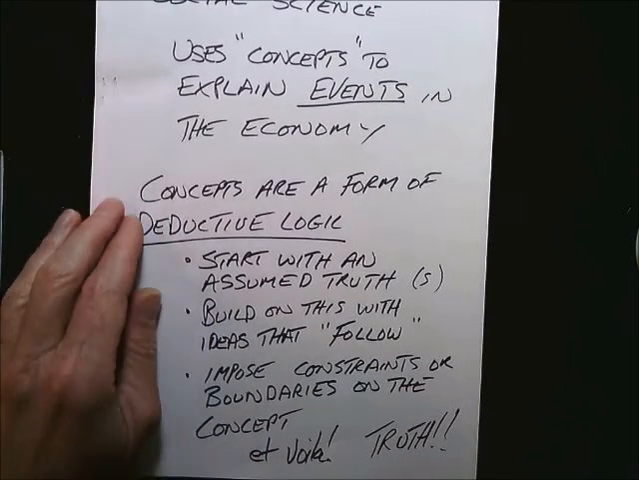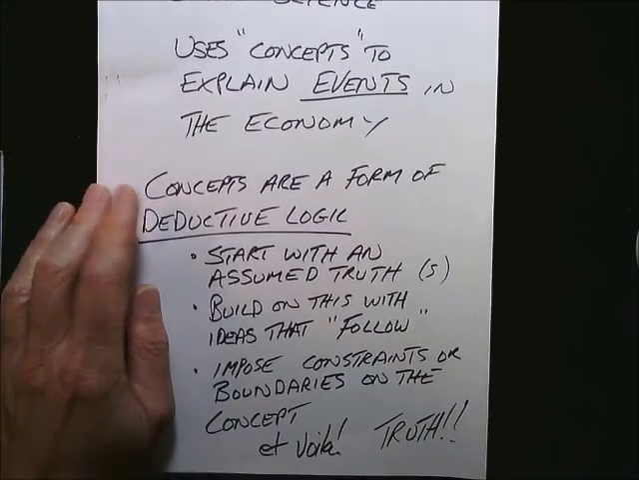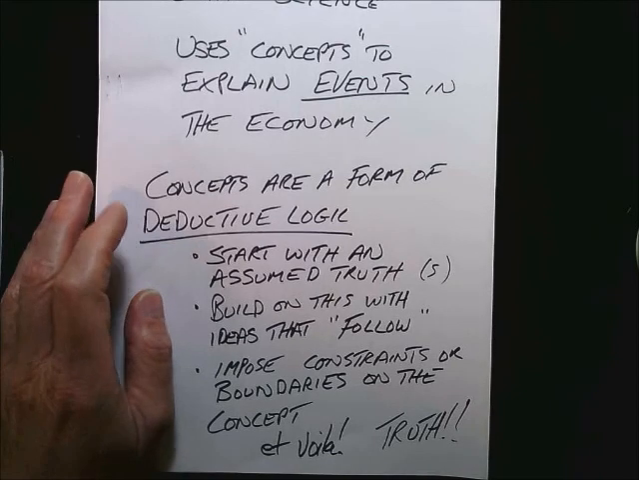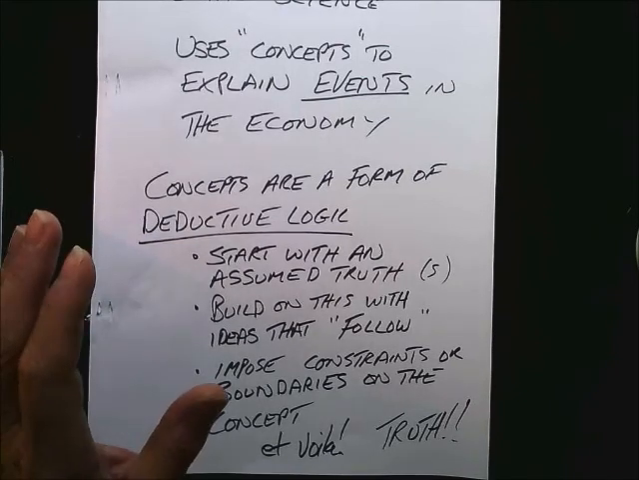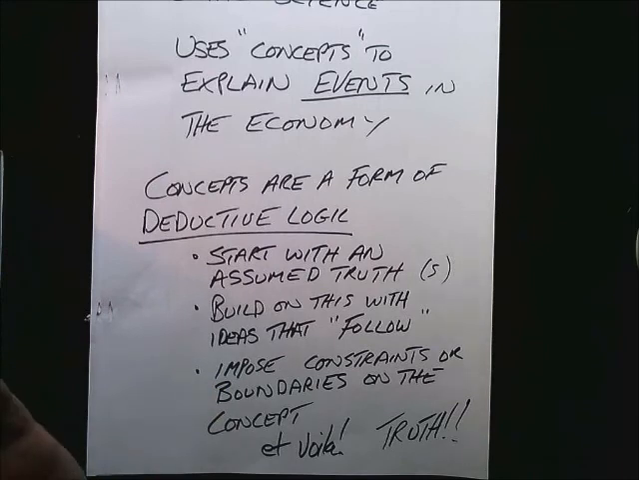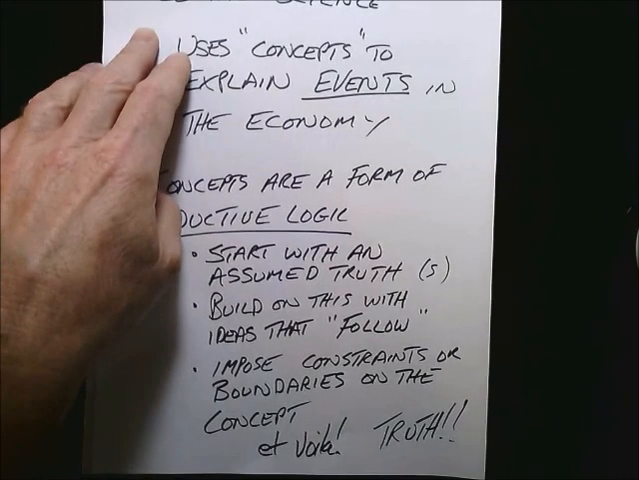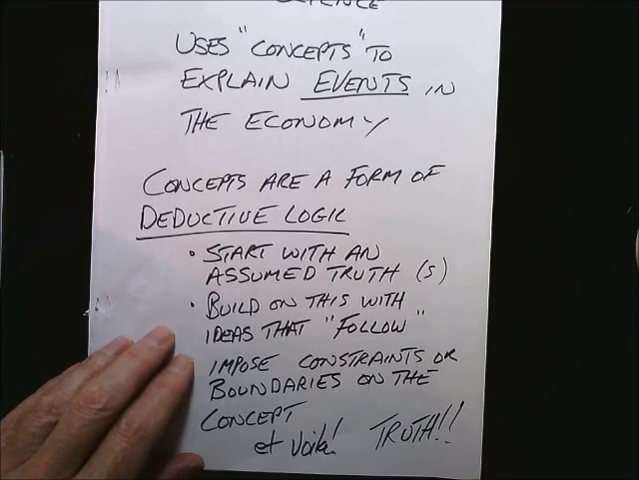So, where do those concepts come from? The concepts are a form of deductive logic. You probably didn't know that, but again, this is theory of knowledge. We don't understand until we can define and until we can explain. That's what we do as scientists.